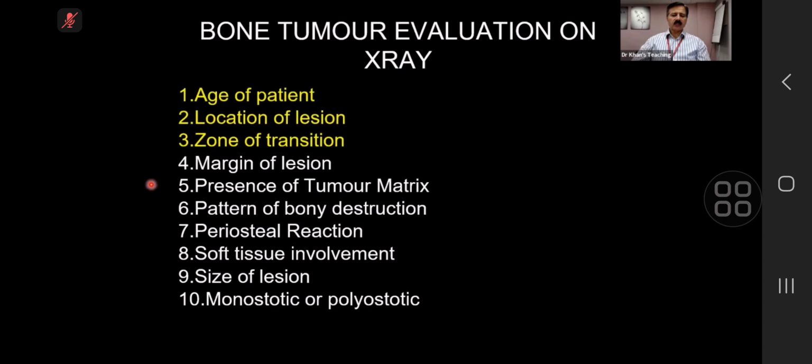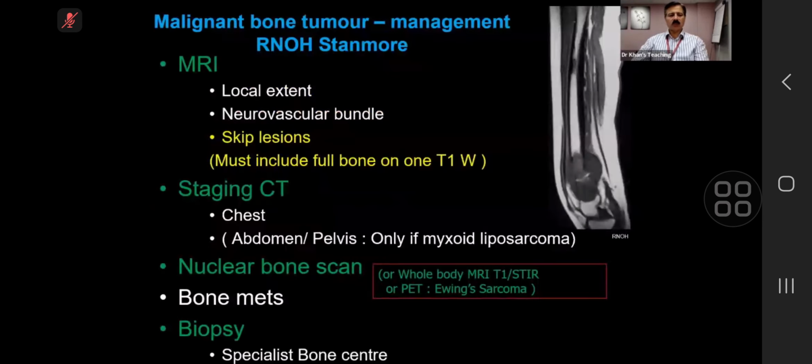Other than that, size of the lesion, in some tumors, size of the lesion is important. For example, to differentiate between an osteoblastoma and osteoid osteoma, we will learn, or a non-ossifying fibroma versus a fibrous cortical defect. And similarly, when we are talking about malignant transformation of enchondroma to a chondrosarcoma, again, size of lesion is important there. Monoostotic or polyostotic, of course, if it is polyostotic, the differential diagnosis will change. So we are going to revisit most of these things in more detail.